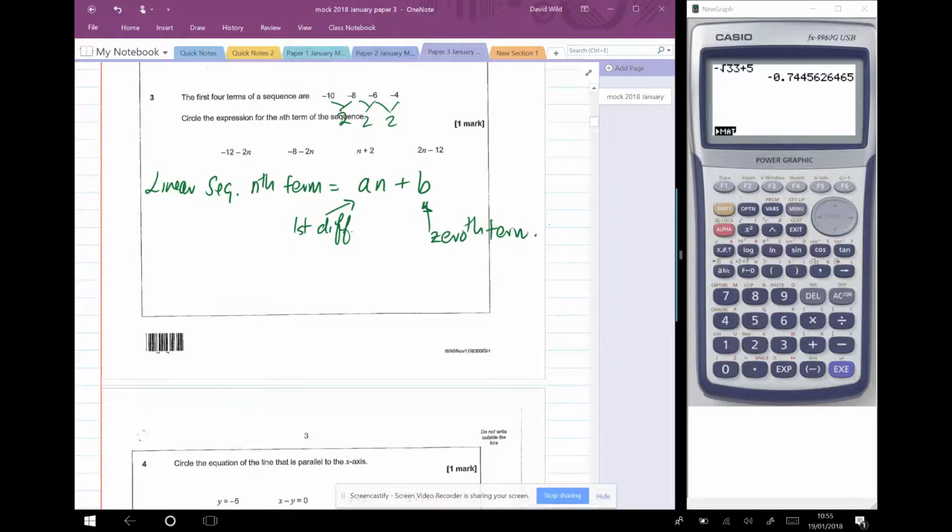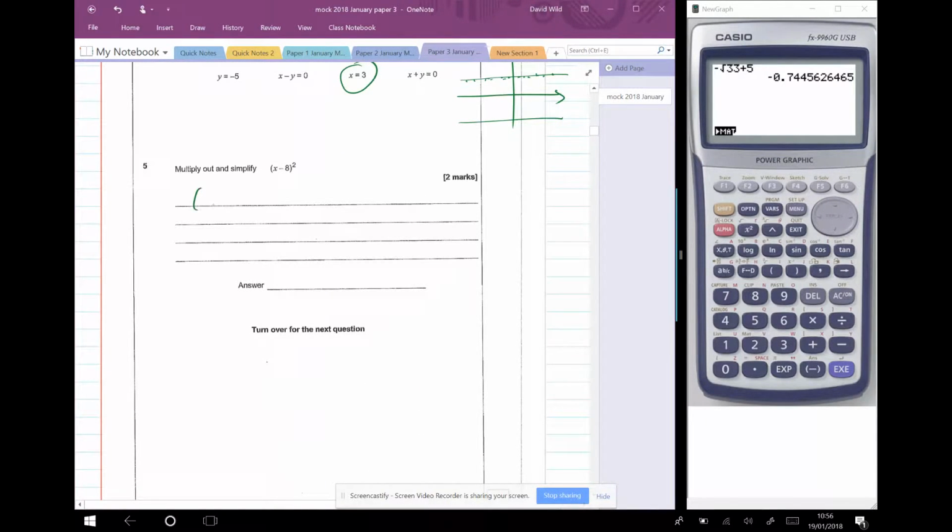And the 0th term is the one that goes before the first one, which would be there. Now what would go there? Well, this is coming down, going in this direction, down in 2s. -8 is -10, -10 would be -12, the next one. So the first difference is 2, so it's 2n and -12. So there's your answer there.